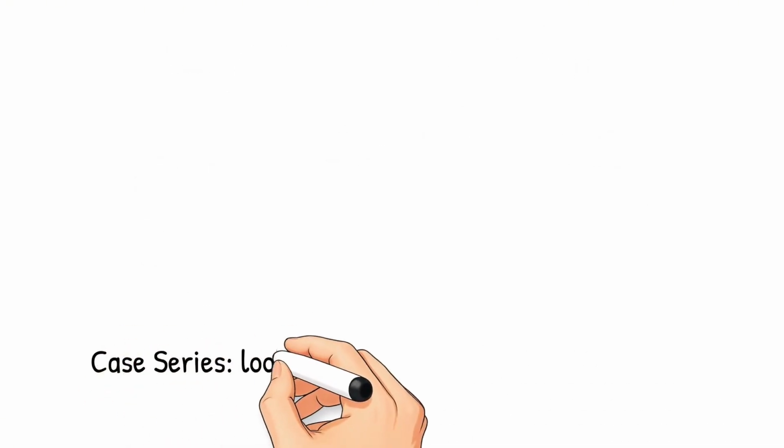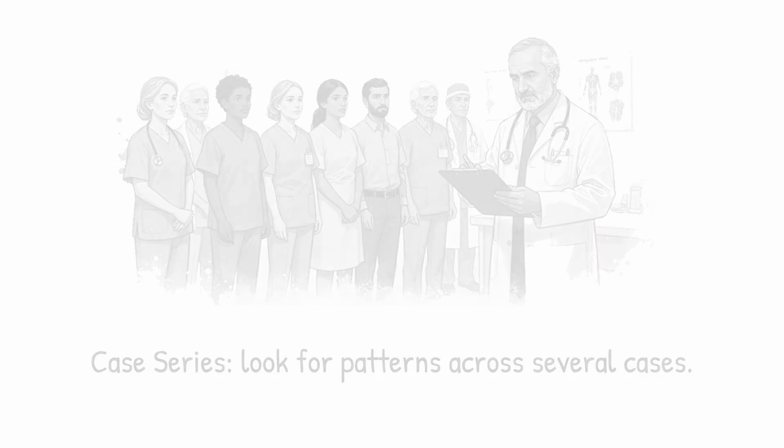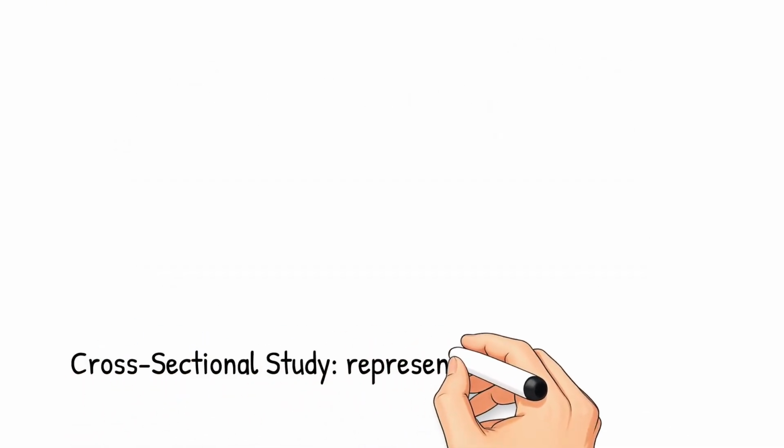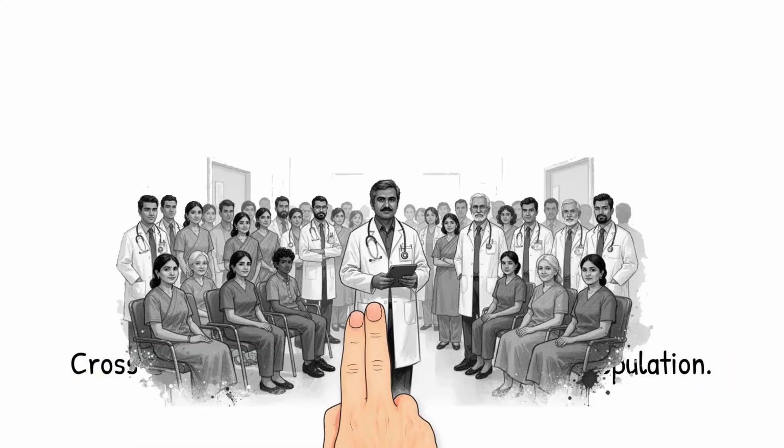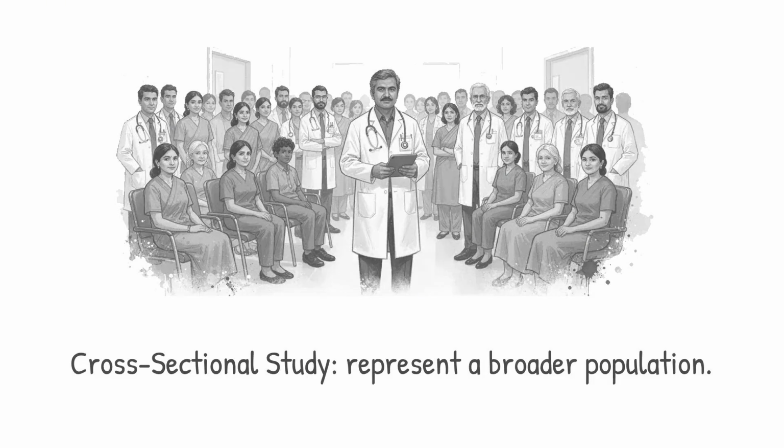For a case series, you need enough cases to identify a pattern. 5 to 10 is a starting point. Fewer than 5, and you are essentially reading multiple case reports side by side. For a cross-sectional study, you are trying to represent a population. A few dozen patients from one clinic cannot represent a city. A few hundred from multiple sites is more credible.